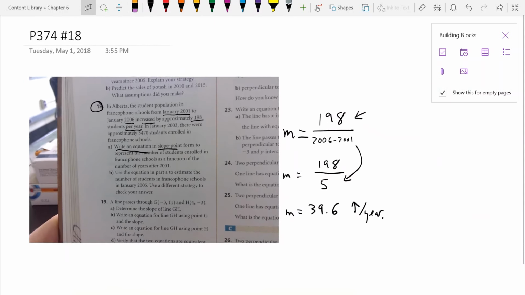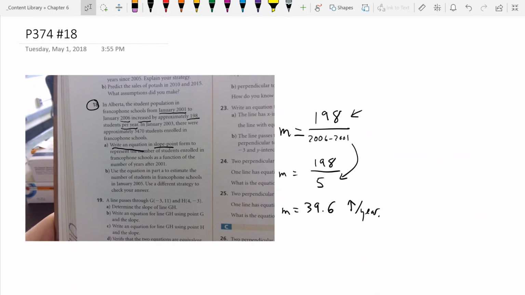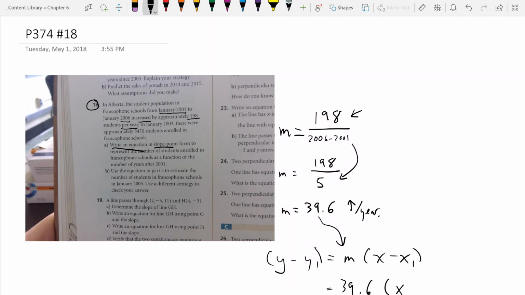So I'm going to take that information and I'm going to write my slope point formula. I'm going to sub in the values I know. I know this is m, so I'm going to put it in here. Now, I need to figure out what my point is.